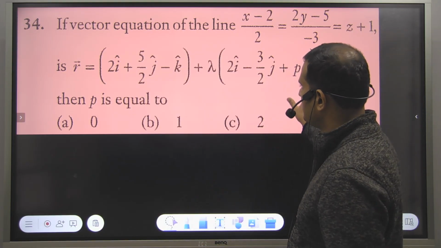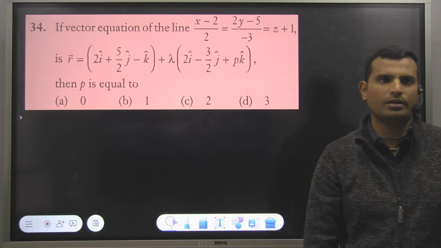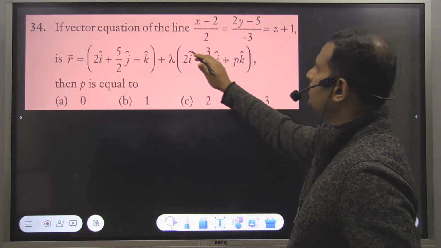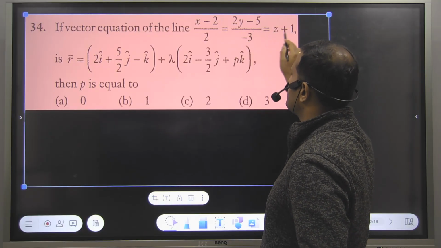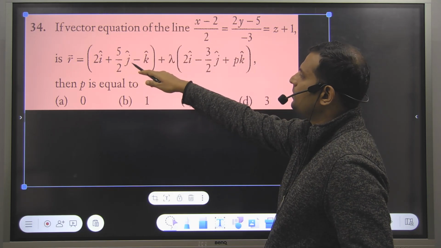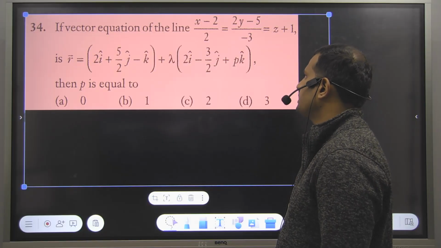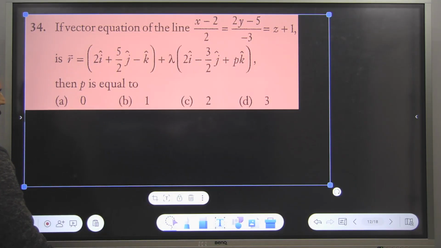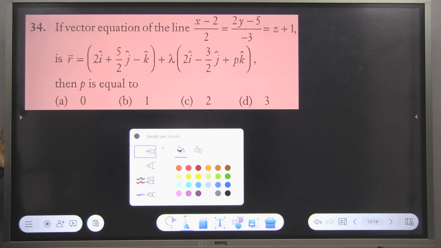Again, easy questions. Please somebody read it. If the vector equation of the line (x minus 2) by 2, (2y minus 5) by minus 3 equals z plus 1 is r equals 2i cap plus 5 by 2 j cap minus k cap plus lambda times (2i cap minus 3 by 2 j cap plus p k cap), find p. How do you think we should solve this, students? How are we going to solve this?